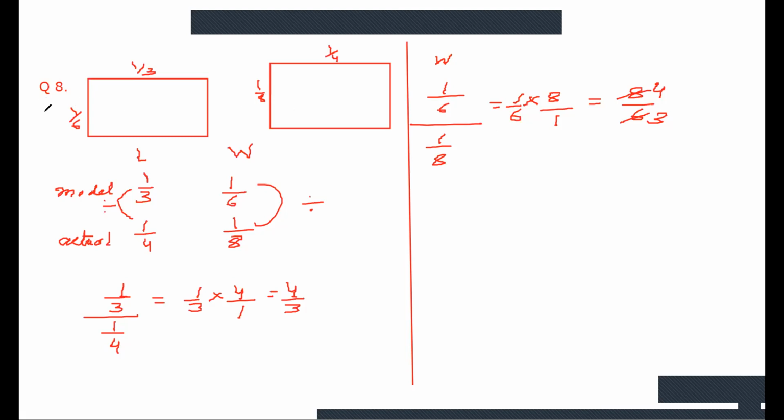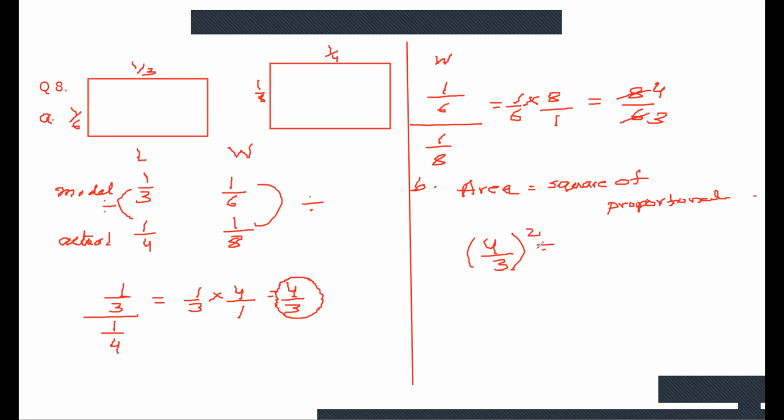Okay. Now, this was A. Now coming to B. What is the constant of proportionality that relates the area? Girls, whatever answer you get for proportionality, if you want to find area, area means the square of the proportionality. So what did you get? When I did the proportional thing, I got 4 over 3. To find the area, I will do the square.